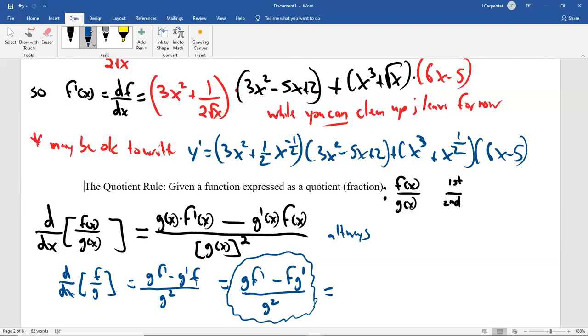Which in terms of first and second, so if you say the derivative of the first over the second, that would be the second times the derivative of the first minus the first times the derivative of the second, all over the second squared.